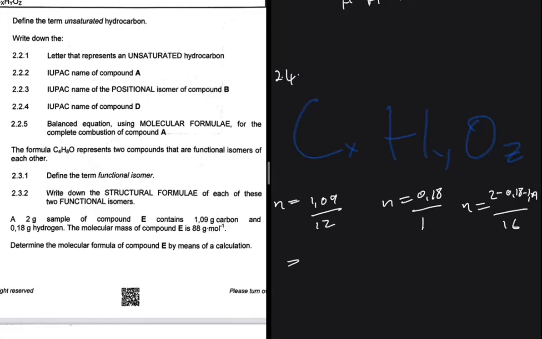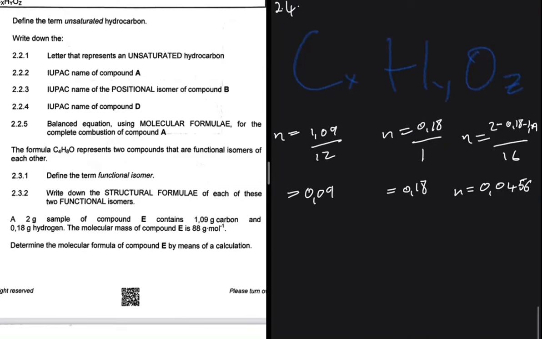So for carbon, I'm getting 0.09. And then for hydrogen, it is going to be 0.18, which is easy to see. Now we just need to compute the number of moles for oxygen. Let me do that real quick. Why am I getting a math error? Right, I forgot to divide by the molar mass. It is 0.0456.